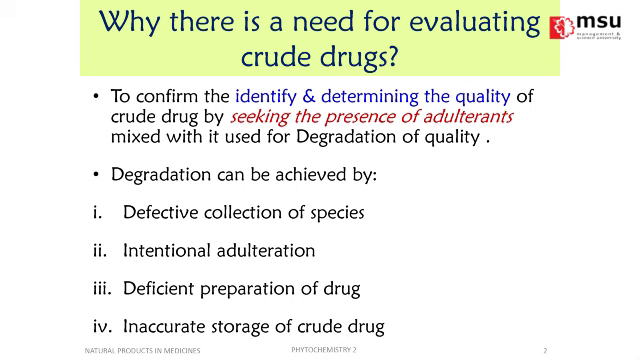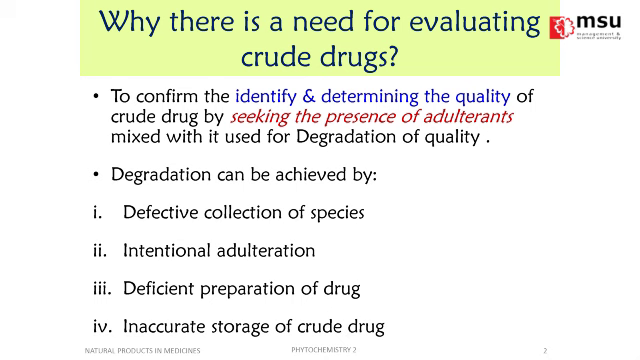Meaning, for example, in terms of roasting of a coffee seed, too much roasting would remove our active ingredient. That is part of deterioration and degradation. Now, deficiency in preparation of the drug may be due to other factors, like heat and light, especially with vitamins and some other products, which when exposed to light may undergo oxidation and reduction, right? And, of course, inaccurate storage of the crude drugs.